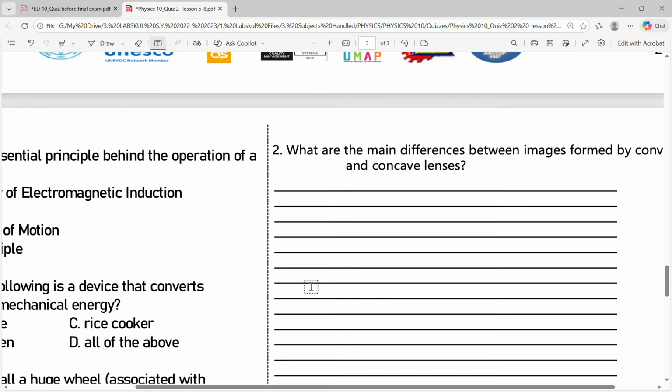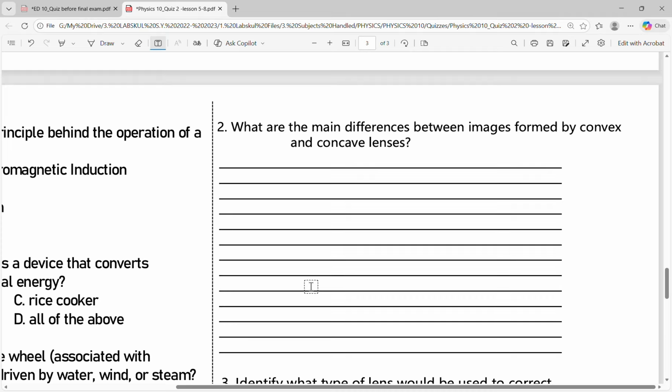Number 2, what are the main differences between images formed by convex and concave lenses? So you know this already. You relate the lenses to the type of mirror. A convex lens is just like a concave mirror. The image formed is just like a concave mirror. On the other hand, for concave lenses, the image formed is just like the images that you could see in a convex mirror. So, differentiate them.